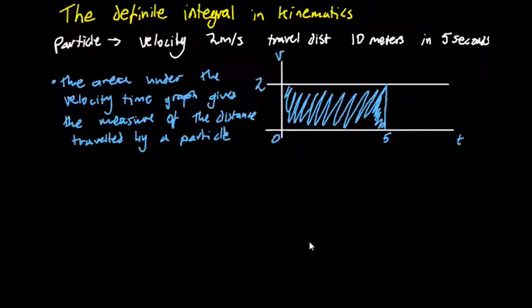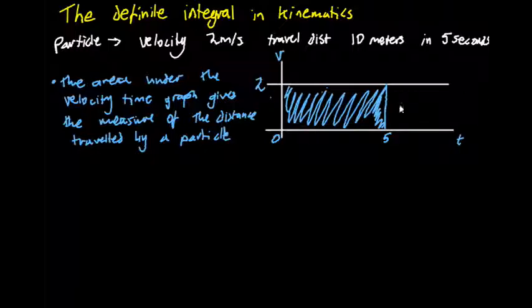Just finishing up with the definite integral in kinematics. If we have a particle traveling at a constant velocity of 2 meters per second, it'll travel a distance of 10 meters in 5 seconds. So for this motion, the velocity time graph is a horizontal line, as I've shown here. So we're moving 2 meters per second, and we work out the distance.